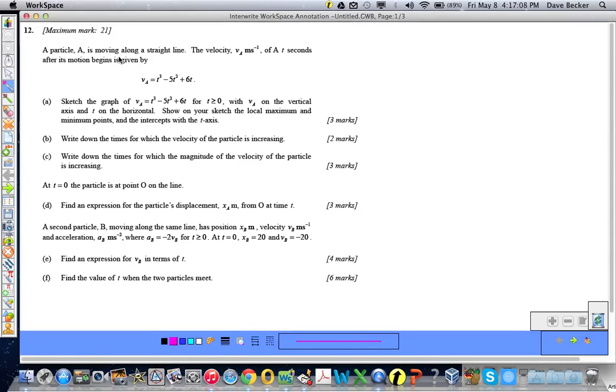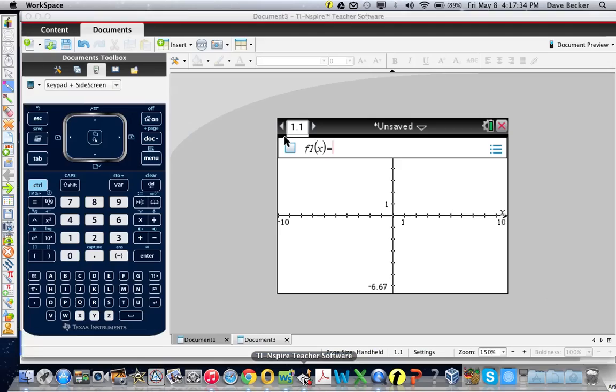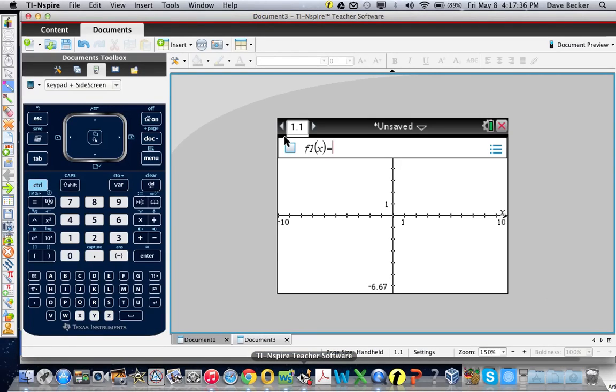A particle A is moving along a straight line. The velocity v sub A of A, t seconds after its motion, is given by t cubed minus 5t squared plus 6t. Sketch the graph for t greater than 0 with v_A on the vertical axis and t on the horizontal. Show on your sketch the local max, min, and the intercepts with the t-axis. This is an absolute give me. Please tell me that it is.